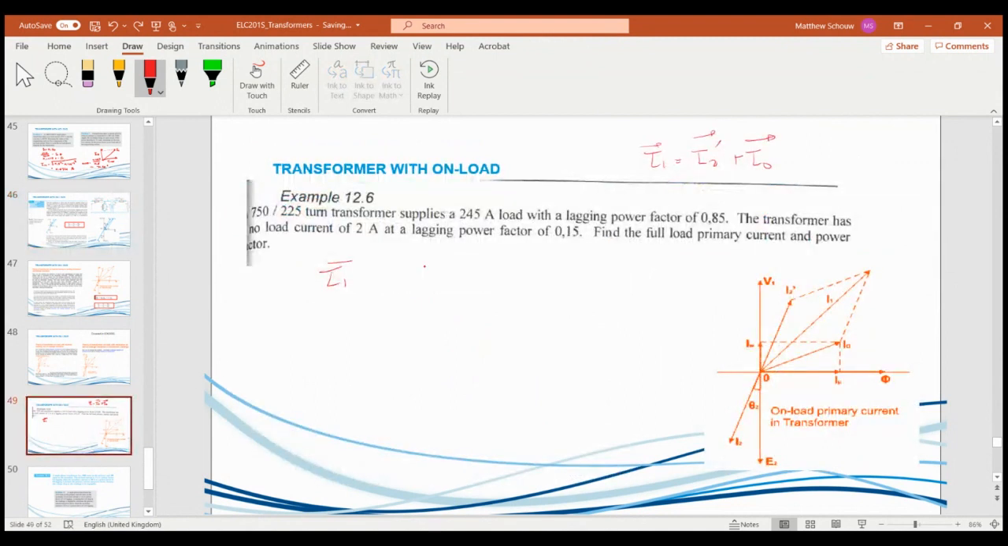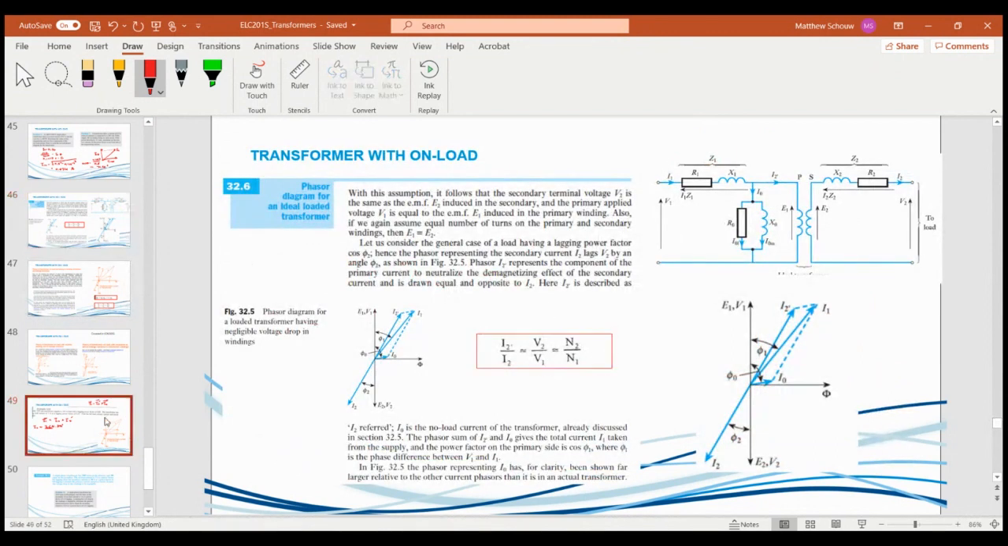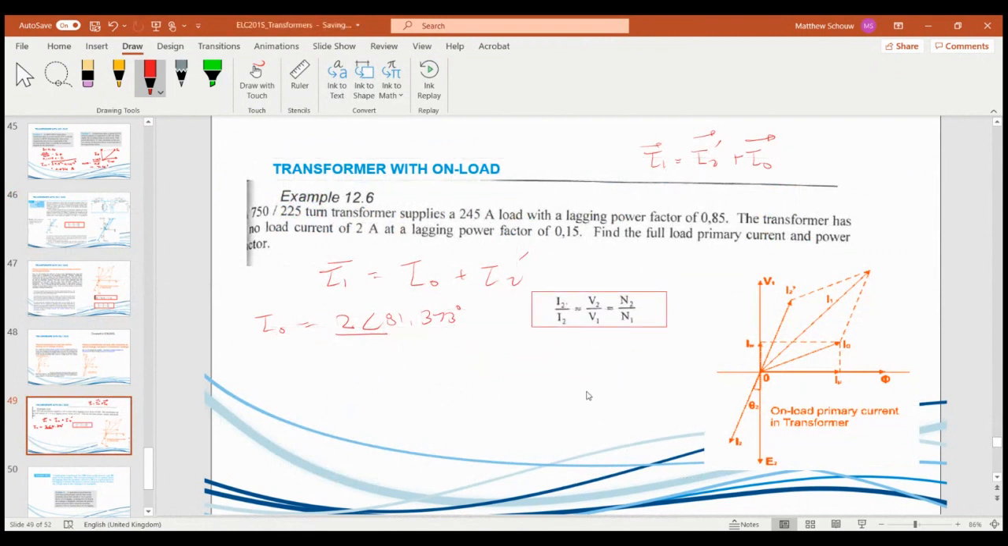Okay. So my no load current is I0 plus I2 prime. My no load current in phasor or polar form is 2 amps at a power factor of 0.15. To get the angle we use the inverse cosine function, and we got 81.373 degrees. You guys got that? So now we need to find what is I2 prime, right? If you recall what I showed you here, all we have to do for I2 prime is use this equation over here.